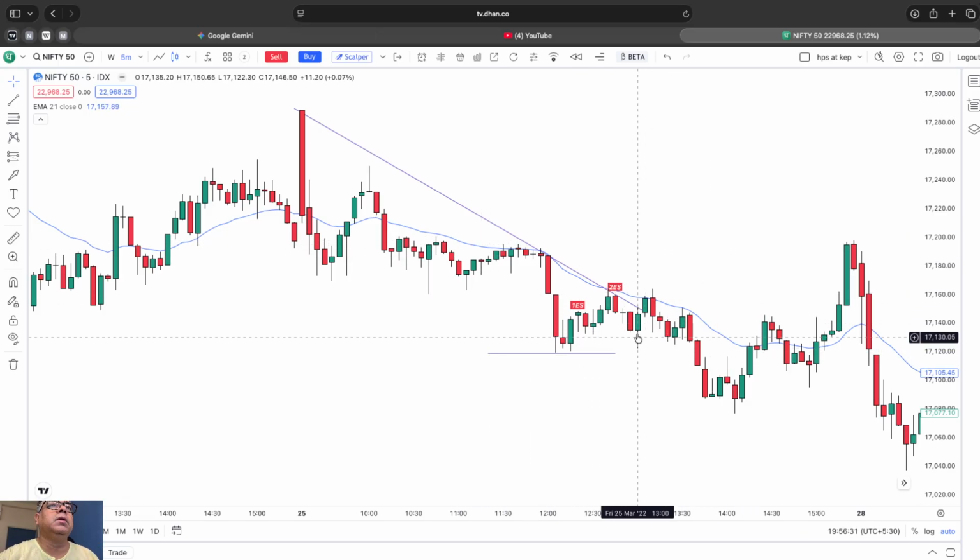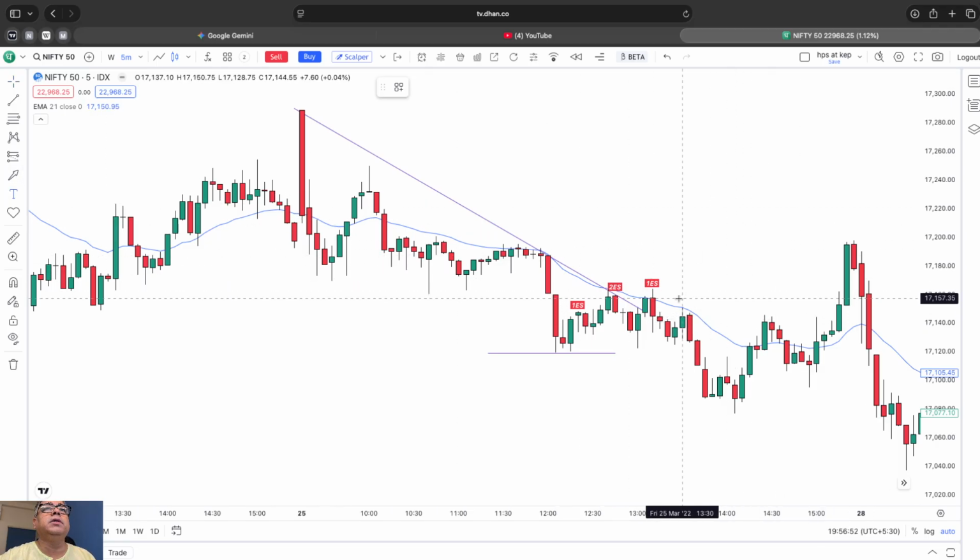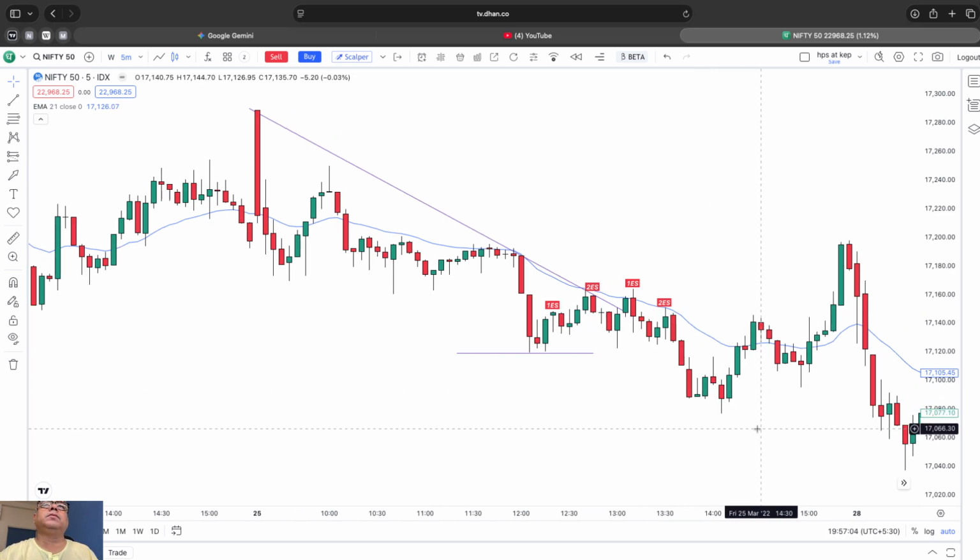See what happened here. There was an attempt to form a new low after this low formation, but it went toward 21 EMA and then got rejected. Let us count from here. This is the first entry short, and then this is second entry short. After two times bulls have tried to move the price up, they have failed here, and then the price moved down.